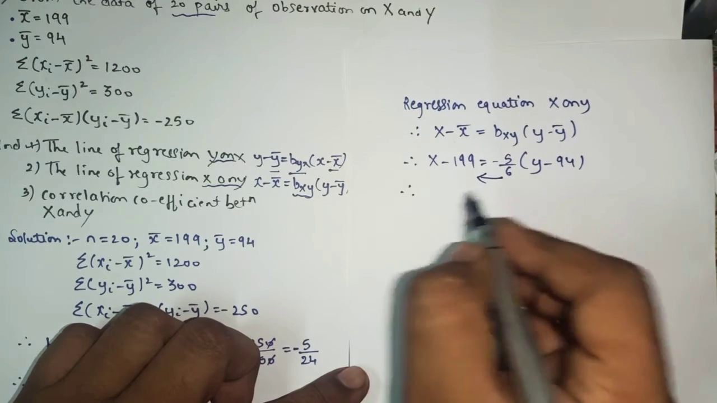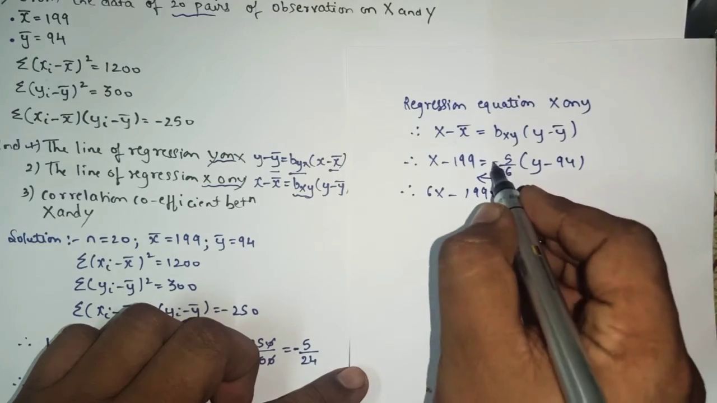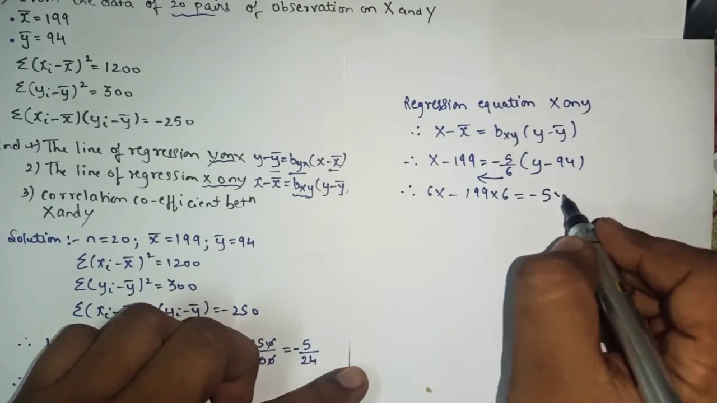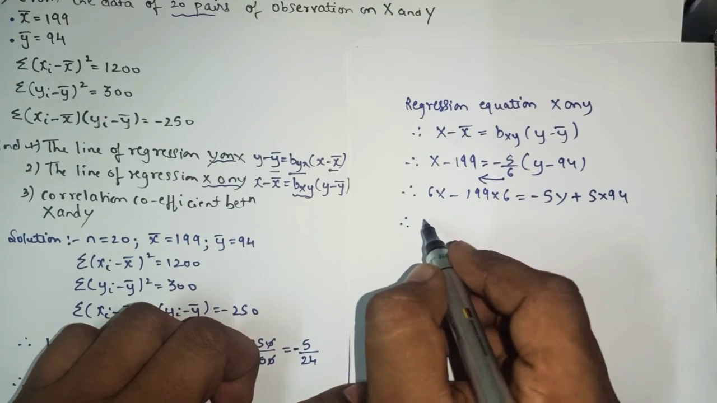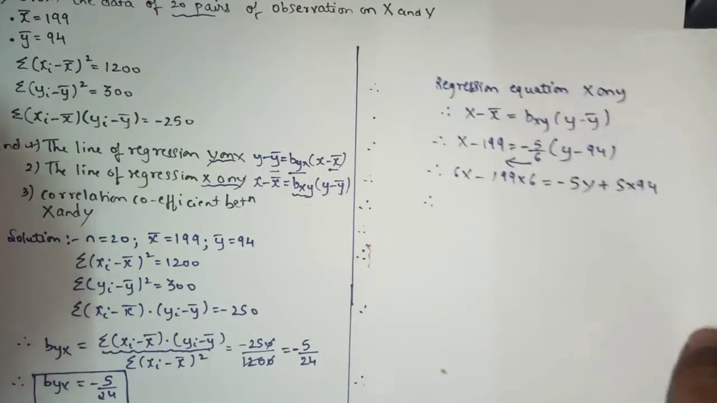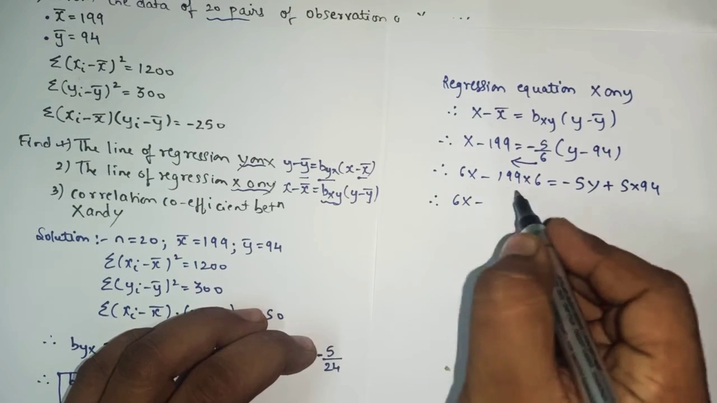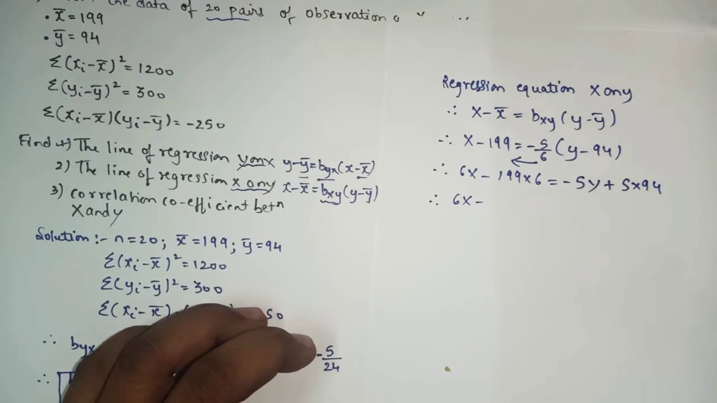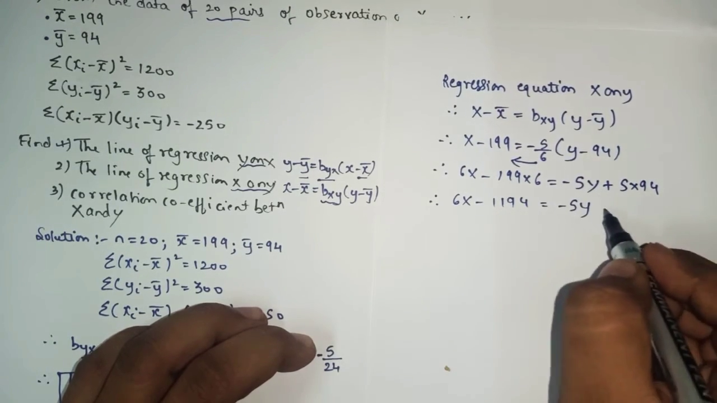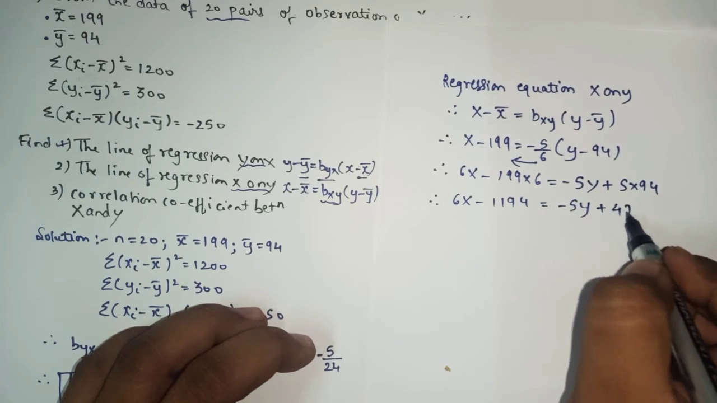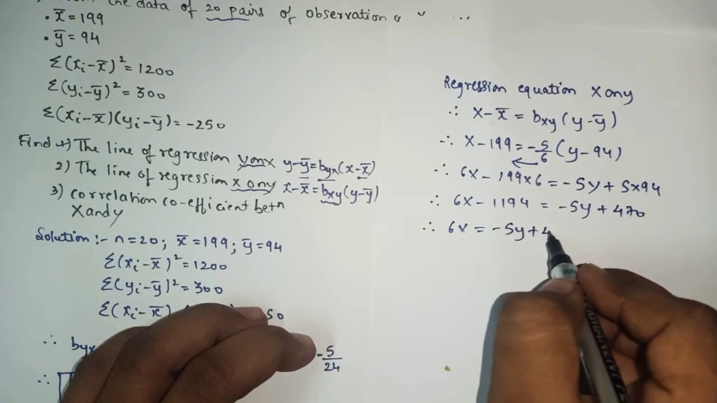So cross this number. So this will be 6x minus 199 into 6, bracket open with minus 5. So minus 5y, minus minus plus 5 into 94. So therefore this will be 6x, 199 into 6 will be 1194, minus 5y keep as it is. 5 into 94 is 470. So therefore 6x equals minus 5y plus 470.